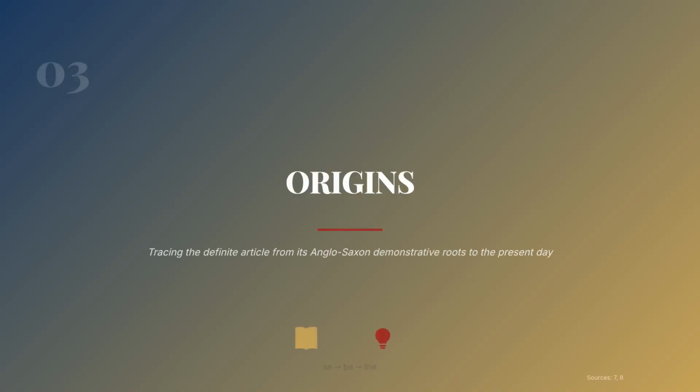Let us now travel back in time, more than a millennium, to the origins of this word. It did not spring into existence fully formed. It descends from the Old English demonstrative pronoun system, a rich inflectional paradigm that marked gender, number, and case. The word "article" itself comes from the Latin articulus, meaning a small joint or member, a fitting etymology for a word that connects and articulates our nouns. The journey from "se" to "the" is a story of grammatical simplification spanning over 1,000 years.